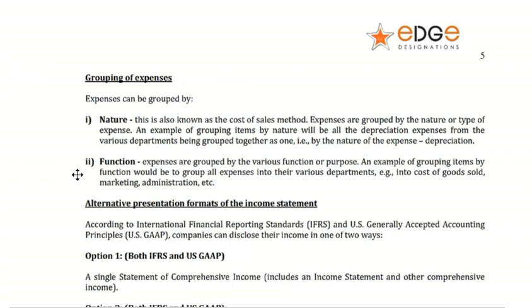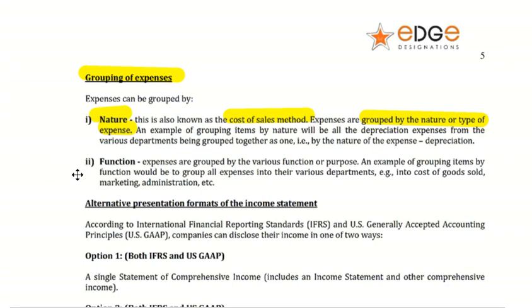There's one over here in the pre-reads, and then we've got another one, which we will deal with in the core readings. When we start to look at the income statement, we can group our expenses by nature. That's also called the cost of sales method. Expenses are grouped by the nature or the type of expense.